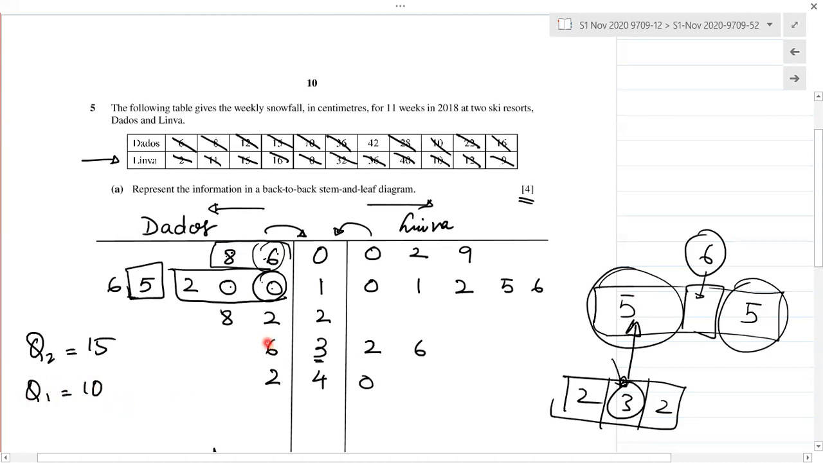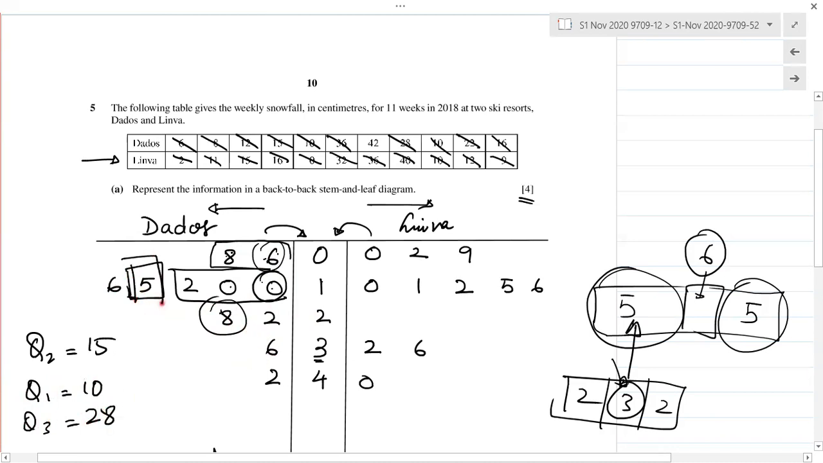And Q3 we do the same way. So we're going to start counting from here. 1, 2, 3. That's the third value. So that's going to be 2 and 8. That's going to be Q3. That's going to be 28.